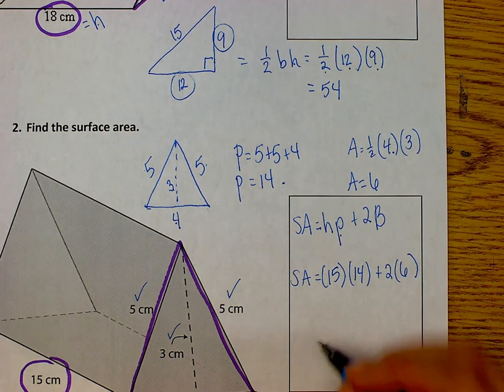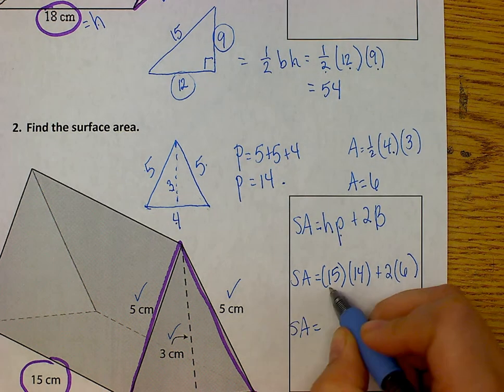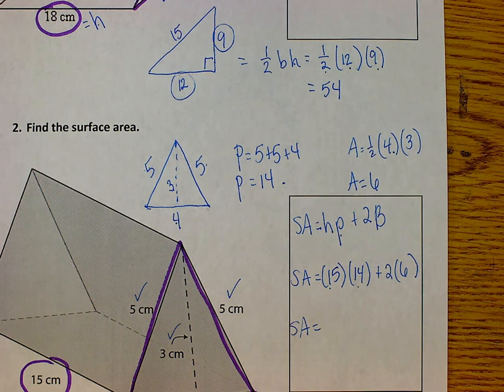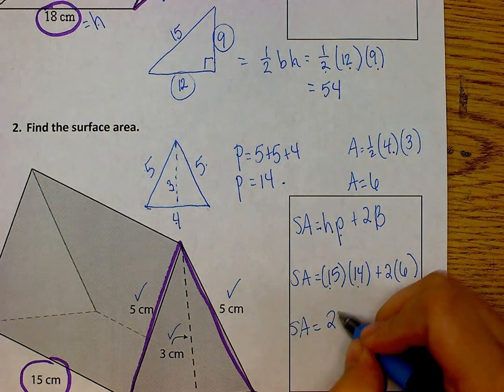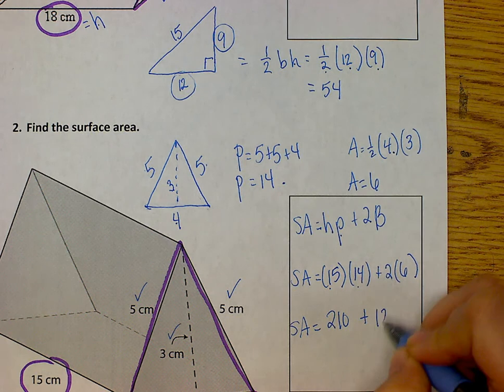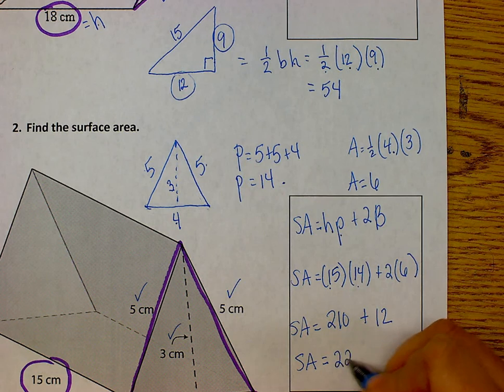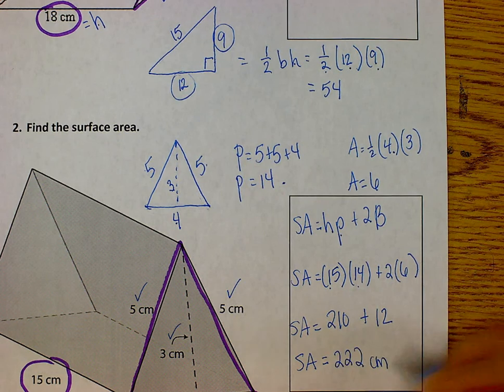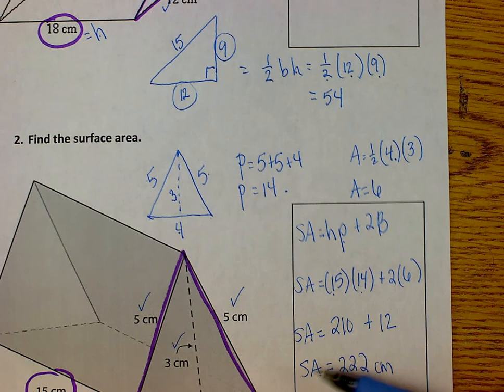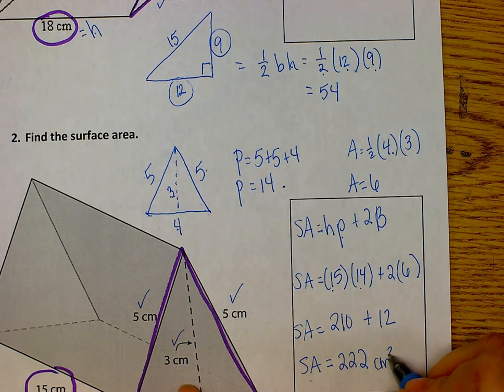So I'm going to use my order of operations. 15 times 14 is 210. 2 times 6 is 12. So my total surface area is going to be 222 centimeters. And since we're covering the surface area, we're covering it in squares. So it's centimeters squared.